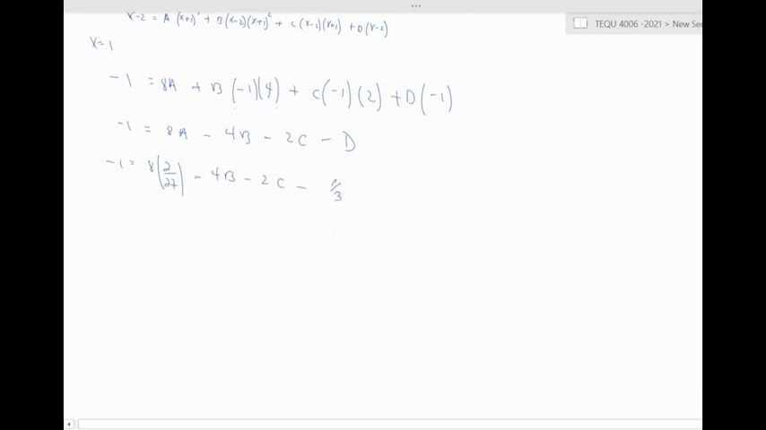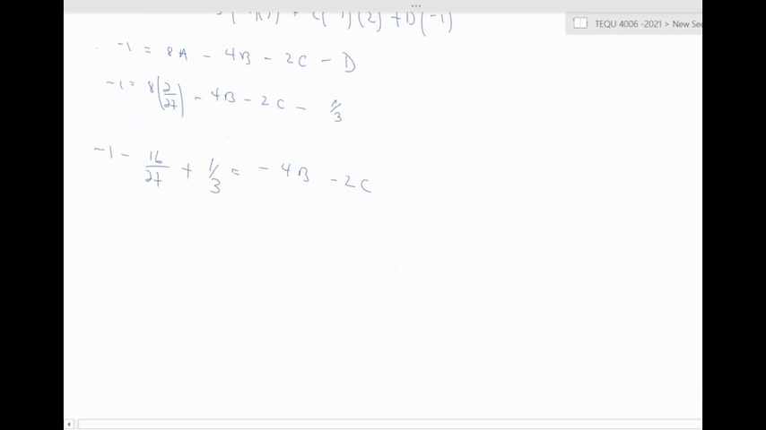All right. So let's get all numbers on one side. That will be minus 1 minus 16 over 27 plus 1/3 equal to minus 4b minus 2c. Almost done. If I use a common denominator, let's say 27, I end up with minus 27 here, minus 16, and 27 divided by 3 is 9, so that will be a positive 9, equal to minus 4b minus 2c.